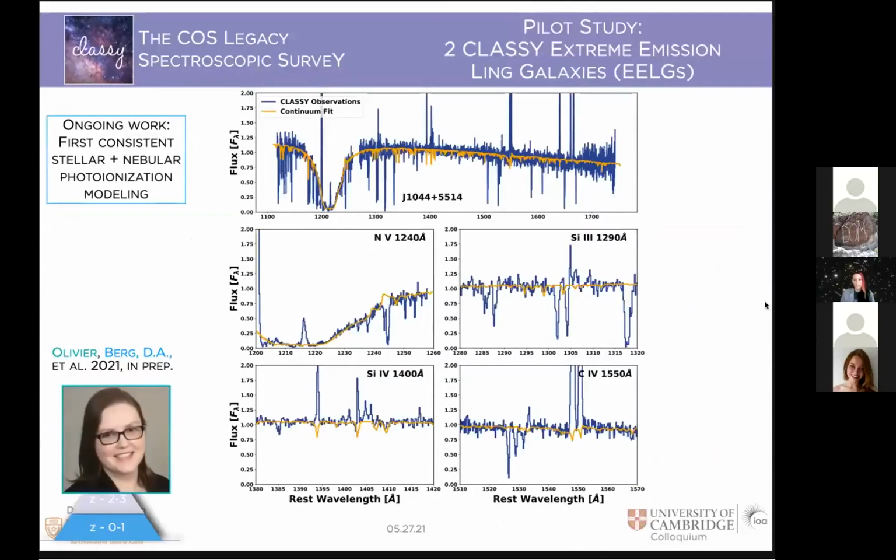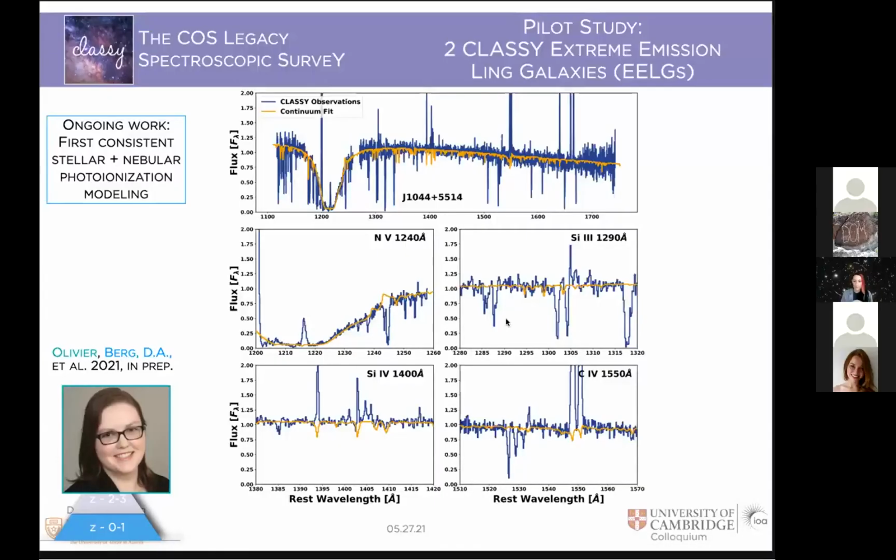So something else we're doing with CLASSY, as I've mentioned, is fitting the stellar populations. I have a graduate student I started working with at Ohio State, Grace Oliver, who has been working on this and has a draft nearly done. So we hope to have this out to you sometime this summer. Basically, we can use all these beautiful features in our CLASSY spectra to fit the stellar populations really sensitively.